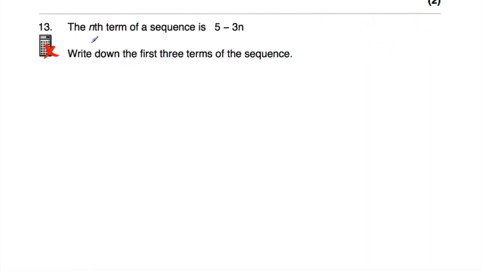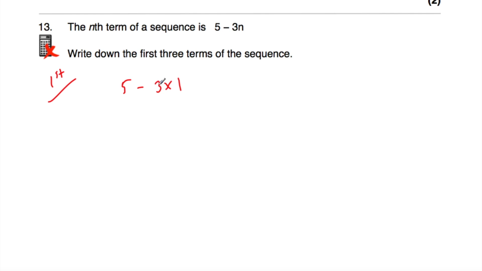Okay, let's look at our next question, question number 13. We're told the nth term of a sequence is 5 subtract 3n. And we've been asked to write down the first 3 terms of the sequence. So the first term, we're going to do 5 subtract 3 times n. Remember, to find the first term, we're just going to substitute 1 in for the value of n. So we're going to do 5 subtract 3 times 1.